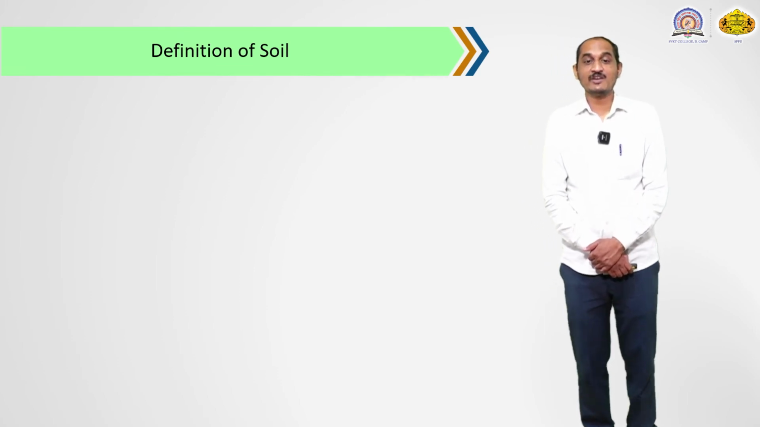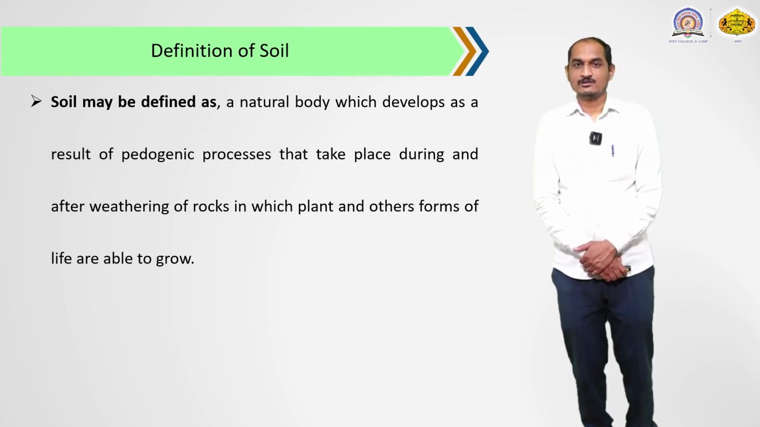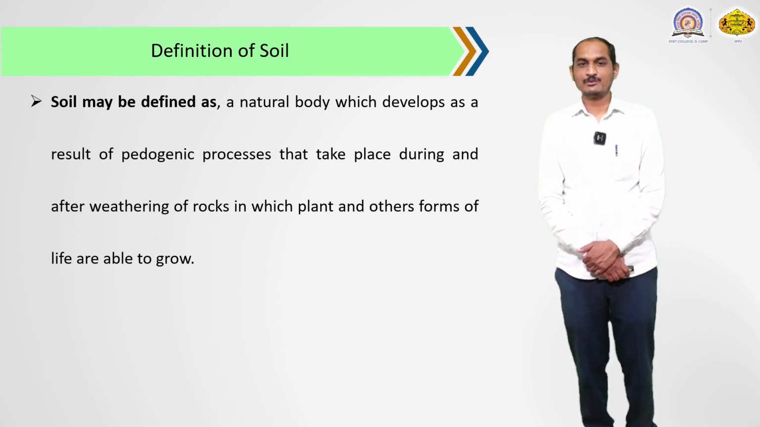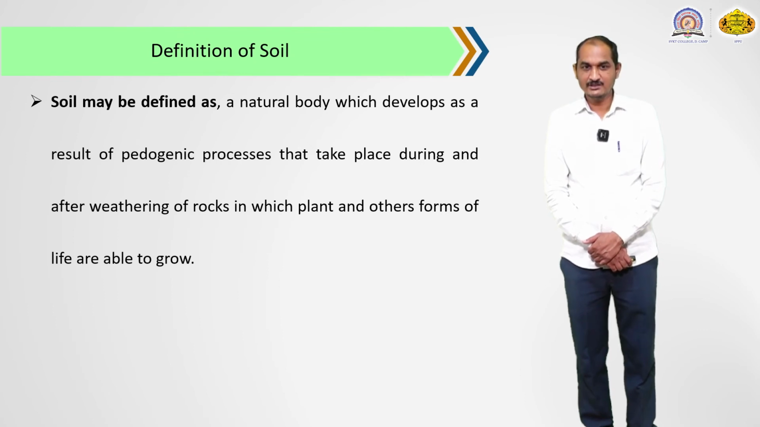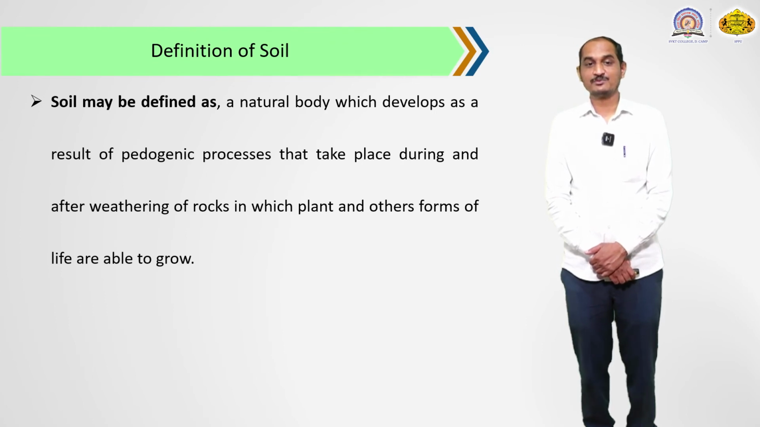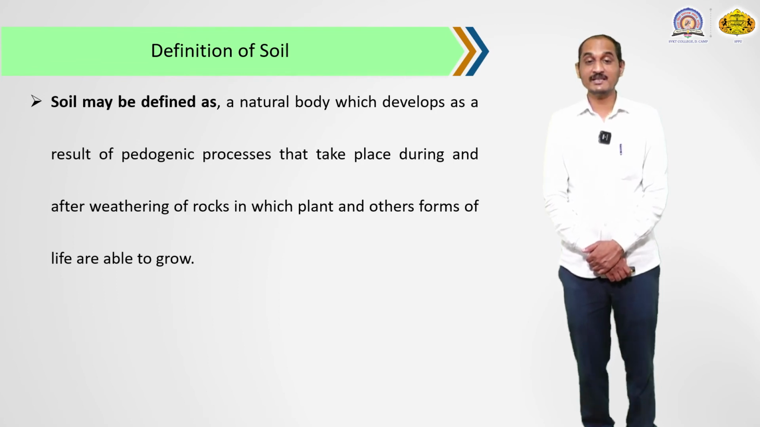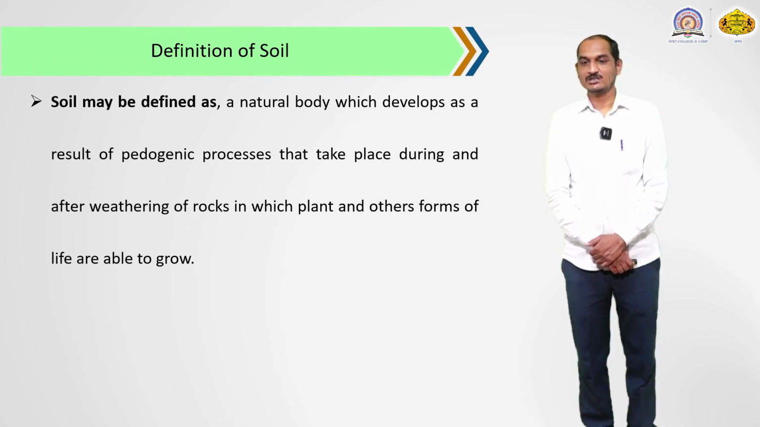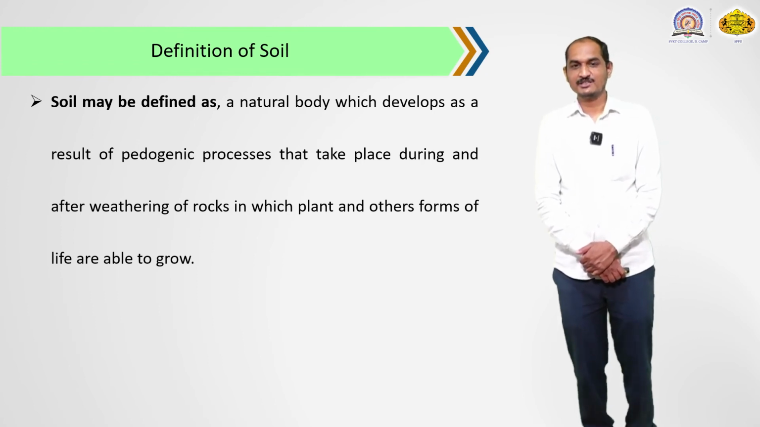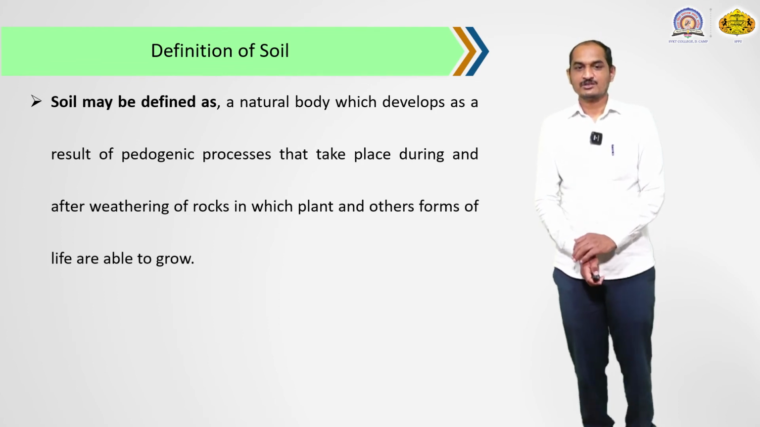Next important point is the definition of soil. Dear students, there are many definitions of soil. Basic definitions are there, and here we consider some of them. The primary definition of soil is the natural body which develops as a result of pedogenic processes that take place during and after weathering of rocks, in which plants and other forms of life are able to grow. We know how soil is formed, how it is prepared. It is a very long process, and due to weathering, the soil is formed.